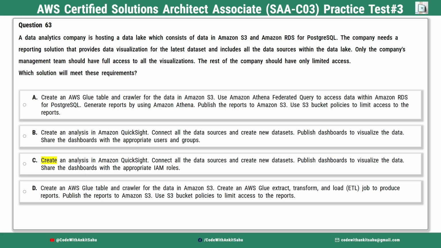Option C. Create an analysis in Amazon QuickSight. Connect all the data sources and create new data sets. Publish dashboards to visualize the data. Share the dashboards with the appropriate IAM roles. Option D. Create an AWS Glue table and crawler for the data in Amazon S3. Create an AWS Glue extract, transform, and load, ETL, job to produce reports. Publish the reports to Amazon S3. Use S3 bucket policies to limit access to the reports.